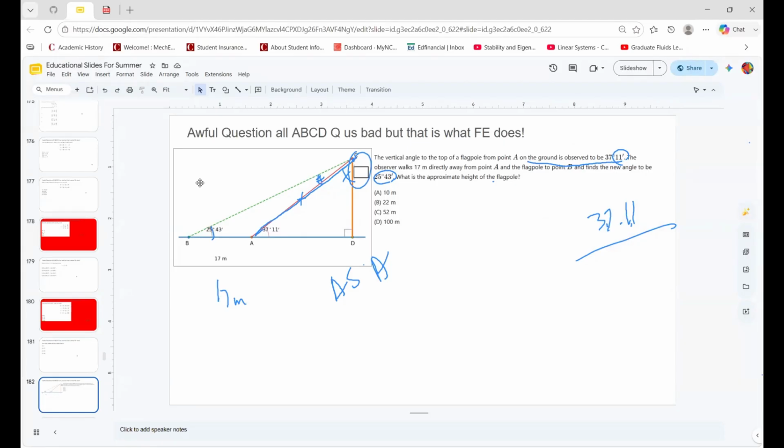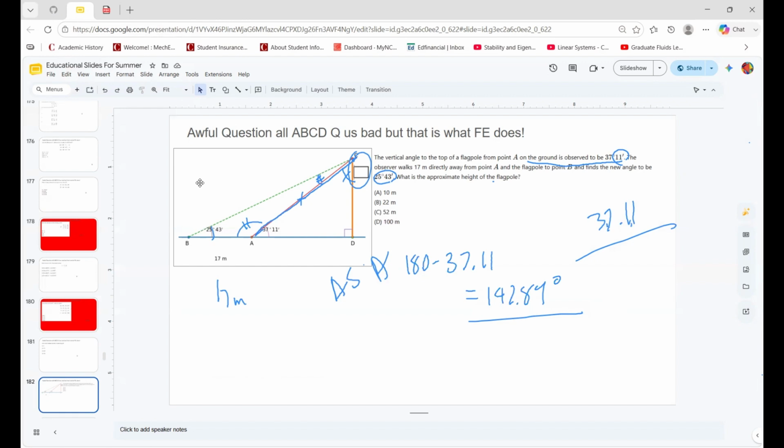What is that little tiny piece over here? I don't understand what that is. Oh, it doesn't matter. We can get this angle from 37.11. So 180 minus 37.11 equals 142.89 degrees. I hope that's what it is. If it's not, well, not my problem.